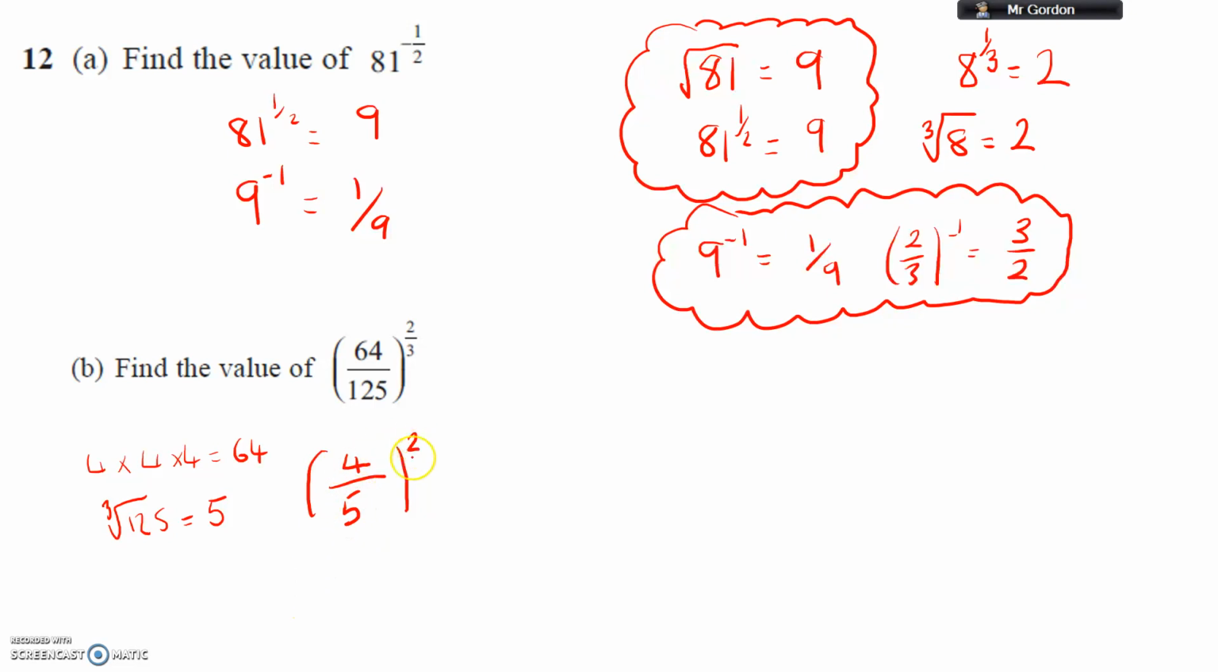Now we need to square both of these numbers. So the final answer is going to be, what's the square of 4? 16. What is the square of 5? 25. I hope that gives you an idea of what we did: cube rooted first to get 4 and 5, and then squared those bits to get 16 and 25.